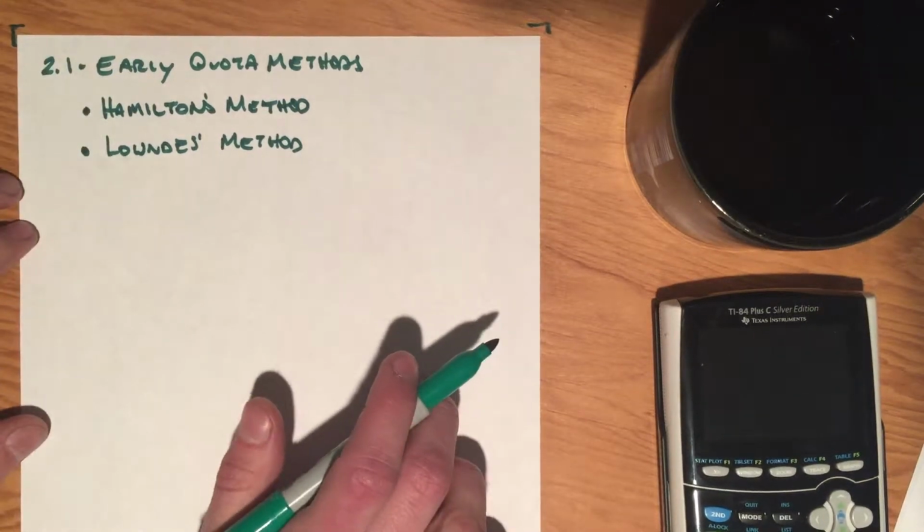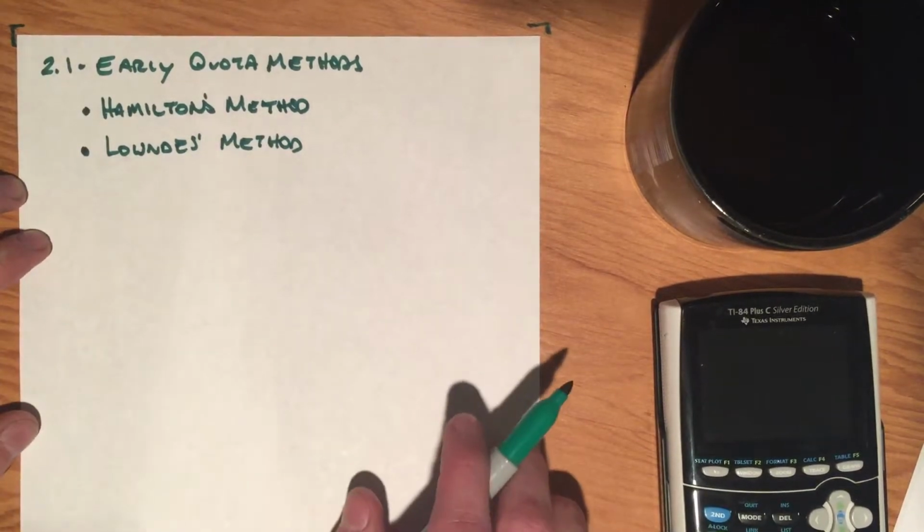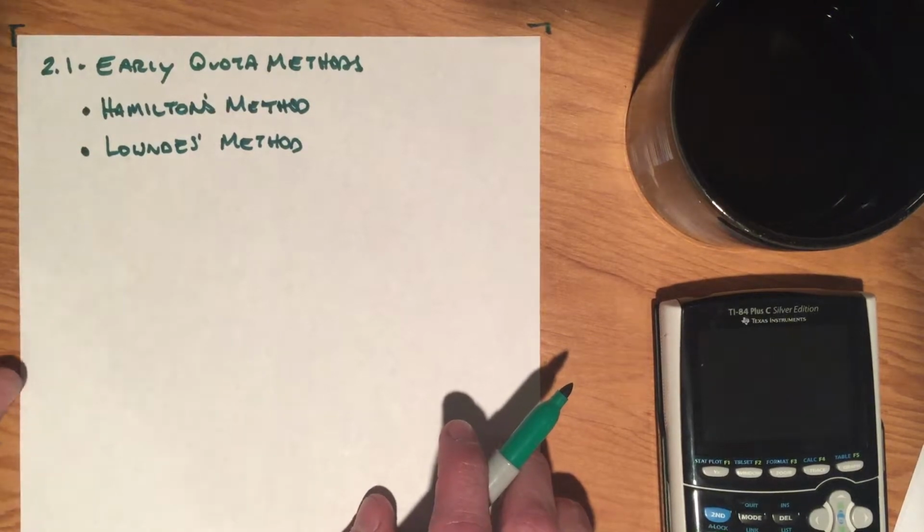All right, happy Tuesday. Sorry I couldn't be in today, but this is what we need to figure out. We started on Friday talking about the beginnings of apportionment.